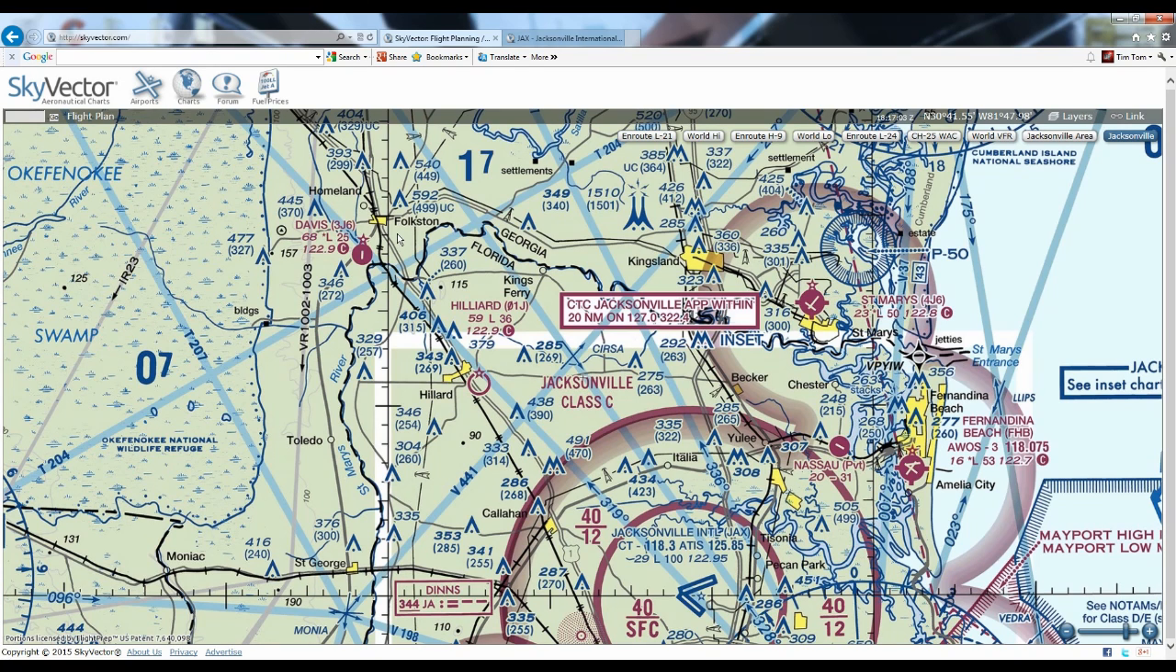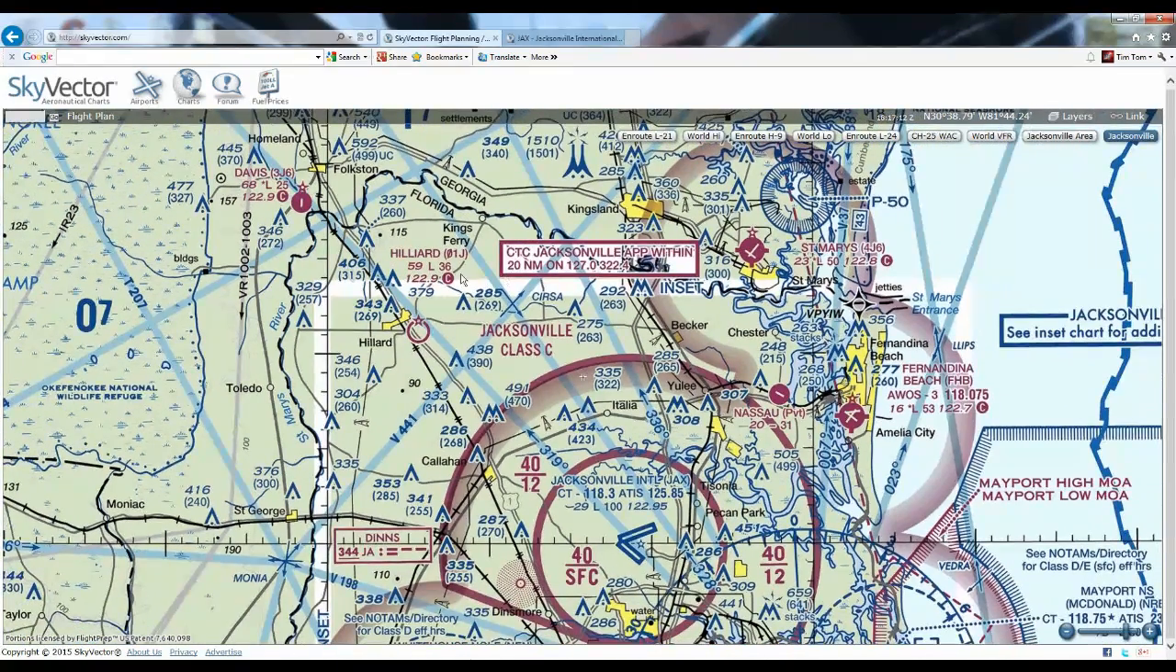So that's the frequency you would tune to talk to advisory here. And please refer to it as advisory, not Unicom, because there is a difference between the two. Same with Hilliard, it's on 122.9. St. Mary's is on 122.8. Fernandina Beach is on 122.7. But that C in the circle means it's a CTAF frequency.